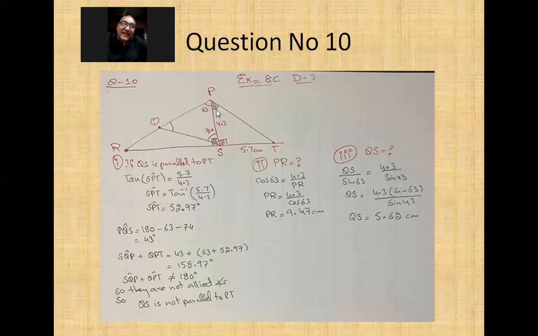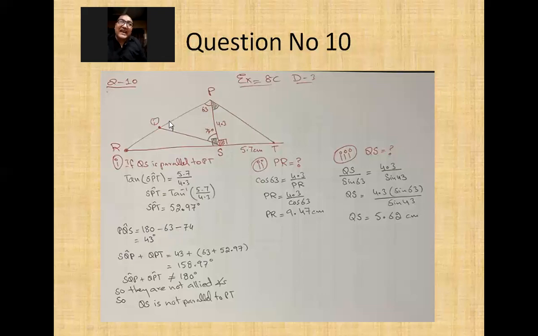So I know this angle now, that is 52.97. I know this angle, that's 63. So now look at this triangle PQS. I know this is 63. I know this angle is 74. I want to know this angle. Its name is PQS. The PQS angle will be equal to 180 minus 63 minus 74. That will give you 43 degrees.